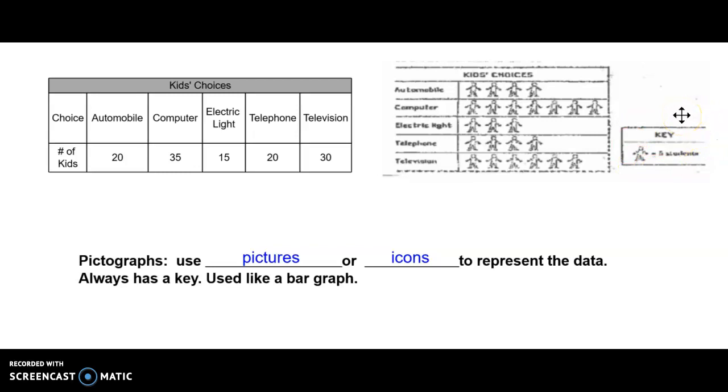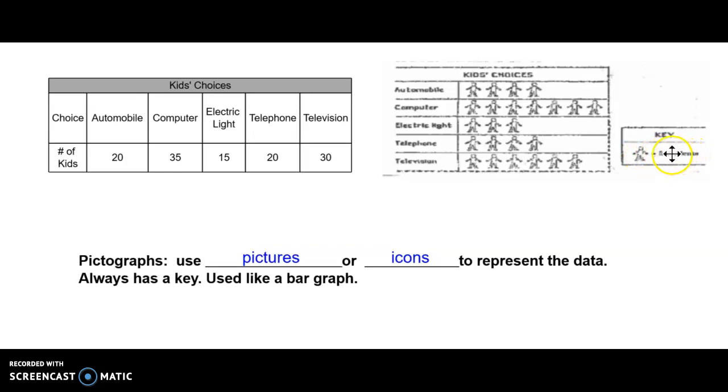Now in some pictographs, you'll see an icon cut in half. Let's imagine for the television, we have 5.5 people here. With this one, you can't really do this with a half a person because each person stands for 5 students. If I cut one of these guys in half, that would be 2.5 and 2.5. So if I cut this little guy here, what's left is worth 2.5. Well, a half of a person couldn't vote for a television. Because this is an odd number of 5 students, you can't really have a half.